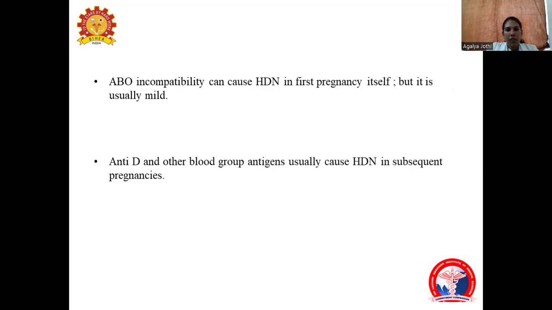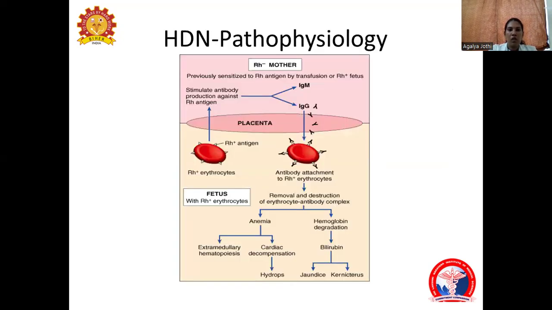ABO incompatibility can also cause hemolytic disease in pregnancy, but it is mild. Anti-D, the other blood group antigen, causes hemolytic disease in subsequent pregnancies. This is the pathophysiology of hemolytic disease of the newborn.